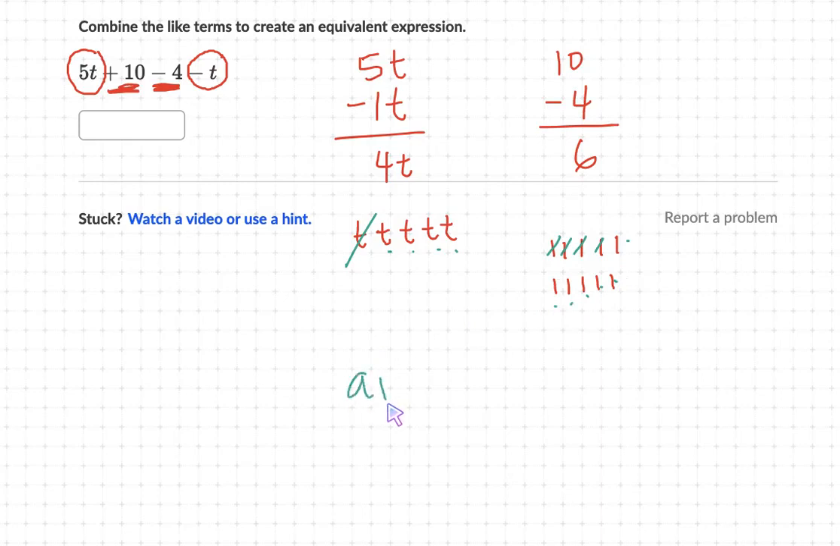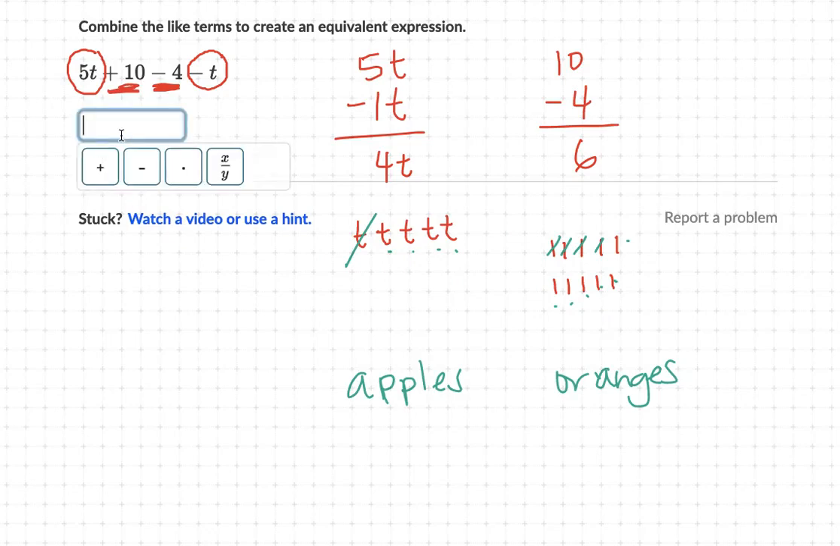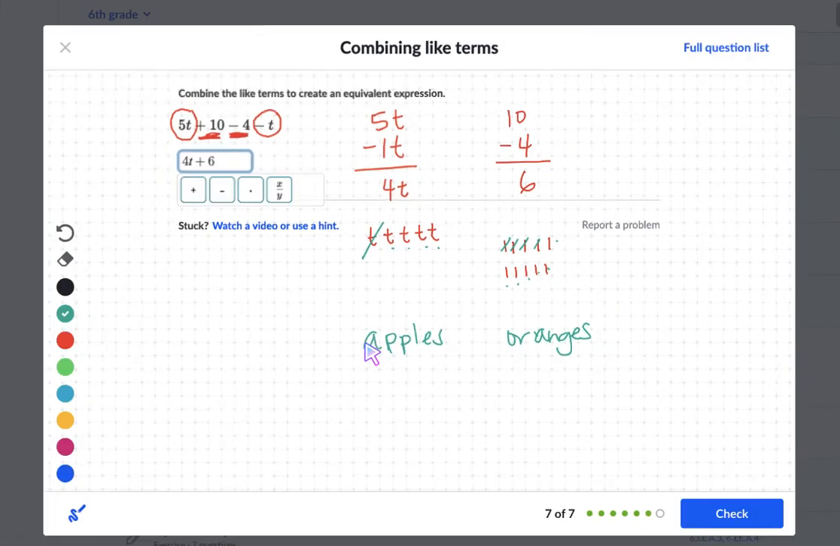This is kind of like your apples and your oranges. They're different. You can't combine 4t plus 6 now. Those are different. So your answer at the end is just 4t plus 6. You cannot simplify it anymore because this will be like apples and oranges. I can't combine these t's and these ones. They're separate. So my final answer is 4t plus 6.